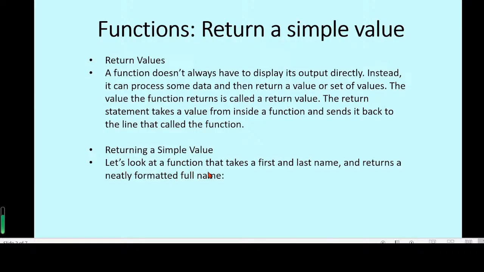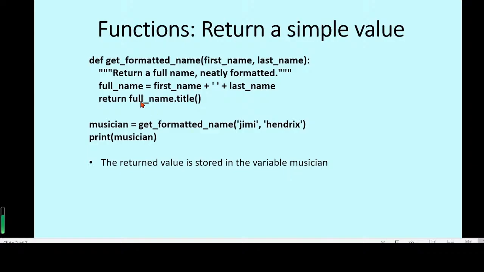Let's look at a function that takes a first and a last name and returns a neatly formatted full name. So this is a function definition. Get formatted name with two parameters, first name and last name. Then inside the function, a full name variable is created with a concatenation of first name, space, and last name. Then a return statement: return full name's title form.